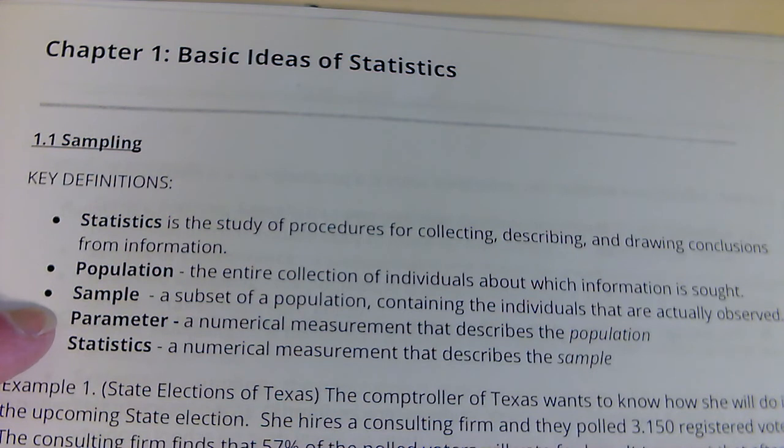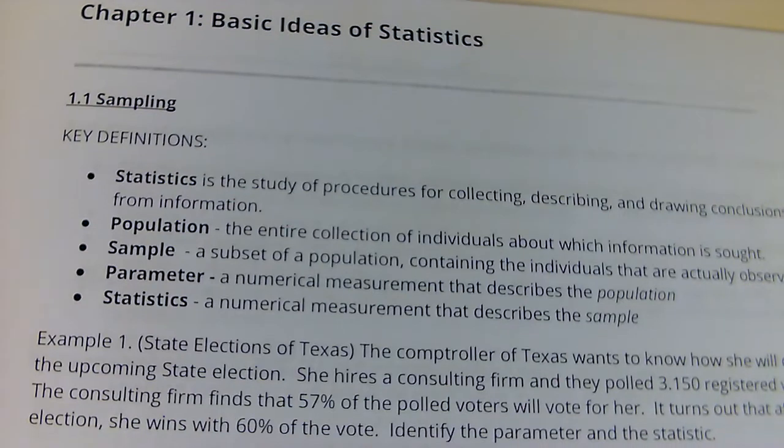A parameter is the numerical measurement that's describing the population. A statistic is the actual measurement that we get from the sample. So knowing the difference between those two terminologies is very important. So let's first look at the first example.